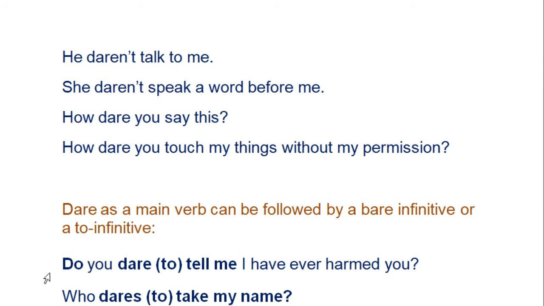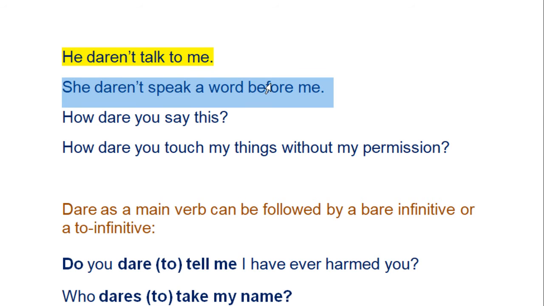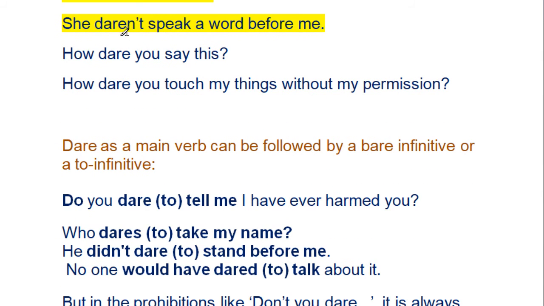For example, you can see he dare not talk to me. Here dare has been followed by a bare infinitive, talk. So here in this sentence dare has been used as a modal verb. She dared not speak a word before me. So here also dare has been used as a modal verb. How dare you say this? Here also dare has been used as a modal verb. How dare you touch my things without my permission? Here also dare has been used as a modal verb.